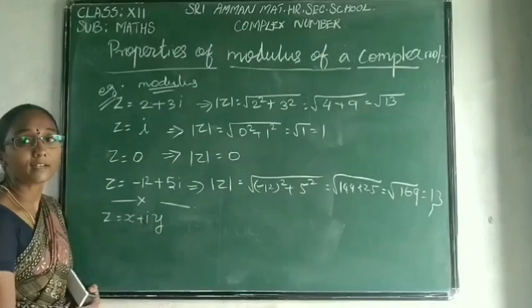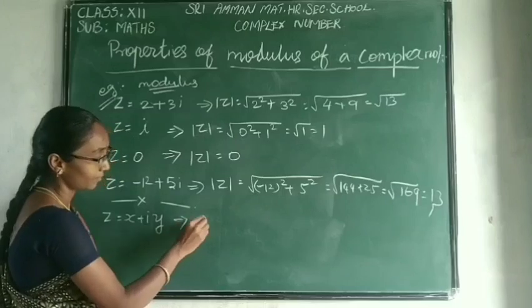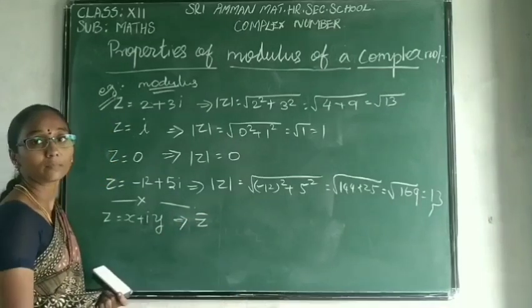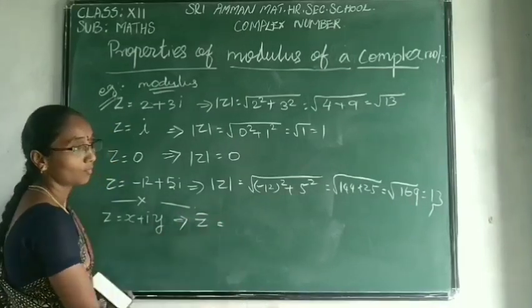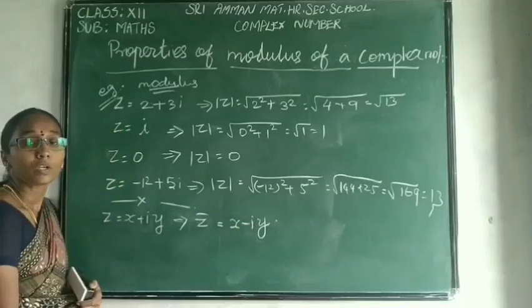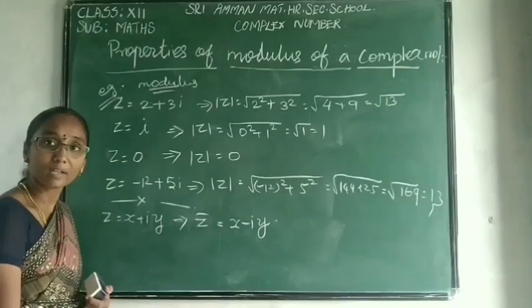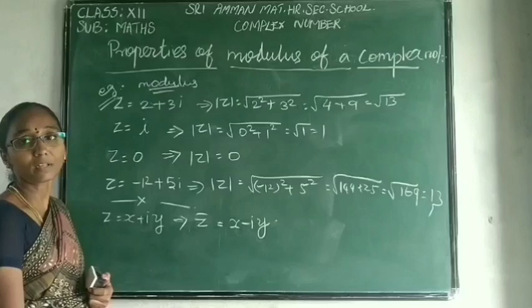Okay, let us consider z equal to x plus iy. What is the value of the conjugate? z bar equal to x minus iy. Now you multiply these two values: a complex number and the conjugate of the complex number.